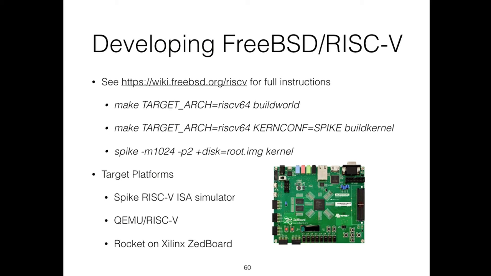And since I want to run on Spike, use the Spike kernel configuration, and then you can just boot up Spike. In this case, I'm booting with 1 gigabyte of memory and 2 processors, so it's running SMP. You give it the disk image and you give it the kernel. Full details are on the wiki, but it's actually pretty easy to do now. FreeBSD supports Spike, the official RISC-V simulator, QEMU, and also supports Rocket on the Xilinx Zedboard. And this is the Zedboard, if you wanted to get one.